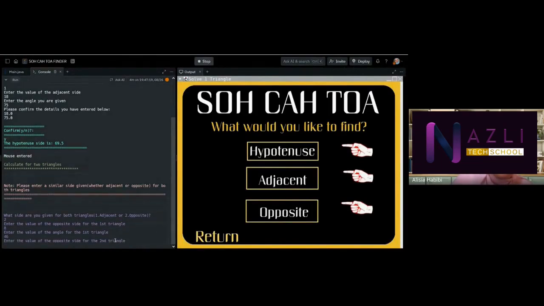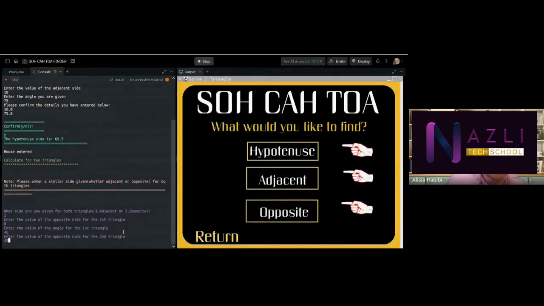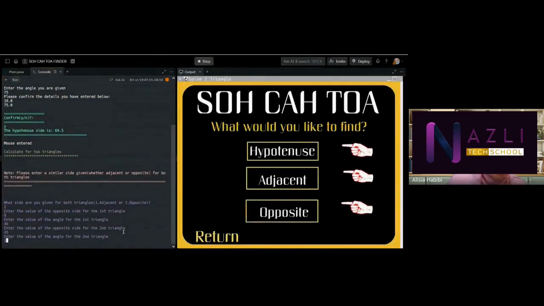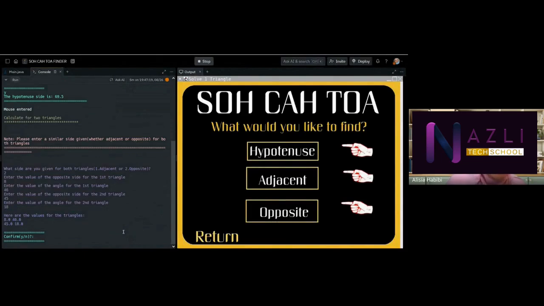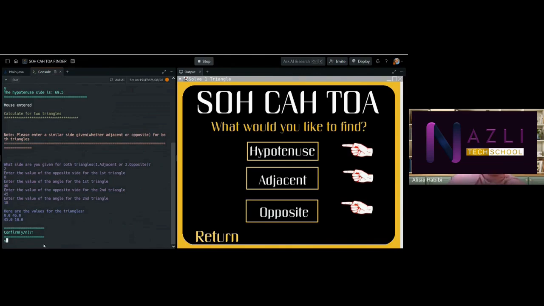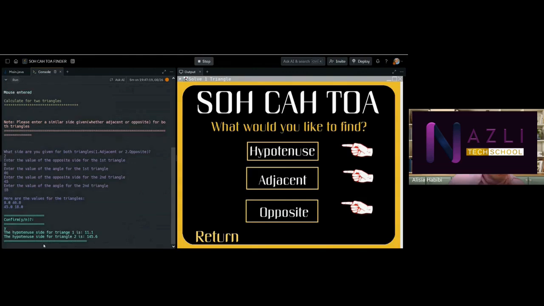Now it's telling me to enter the value of the opposite side for the second triangle. So for the second triangle, I want to do this one here, where 45 is the opposite side and the angle is 18 degrees. And we're trying to find the hypotenuse. So I'm going to say 45 is the side and then 18 is the angle. Now it's going to ask me to confirm the details for both triangles, where the first one is 8 and 46 and the second one is 45 and 18. If those details are not correct, I could say no, and it's going to tell me to repeat entering, which I'll do as I said in the next example.